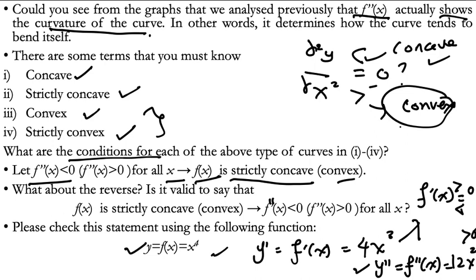Now, so if the curve is convex, is it convex or strictly convex? Okay. How do you check it? It is very obvious that for all x here, when you square it, it becomes positive. So y double prime is always positive for all x, isn't it? Then it is very clear that it is strictly convex.